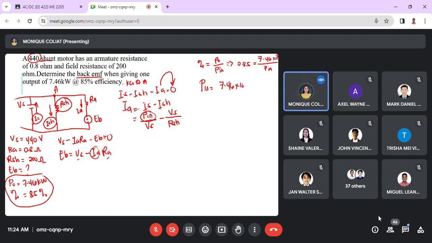What is PIN? 8776.06 watts. So, there is PIN. Please store that to A. Then A divided by VS, so A divided by 440 minus 440 divided by 200. What is IA?